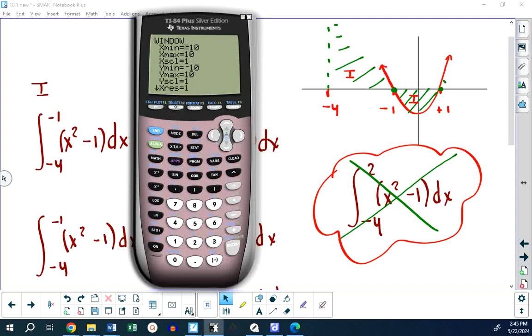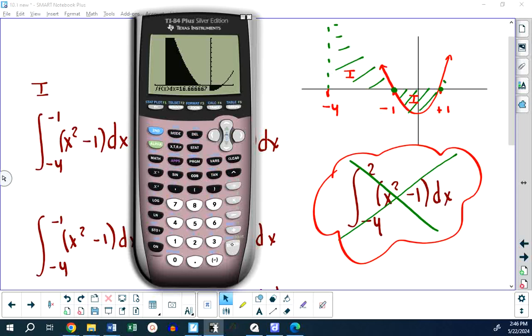I'm going to change that a little bit. Okay, I'm going to go to my integral function here in the calculate menu and go from negative 4 to 1. And what it calculates is this. And that's not 58 over 3. What is 58 over 3? 26.3, no. 19.3. 19.3 repeating. So why is this not right?